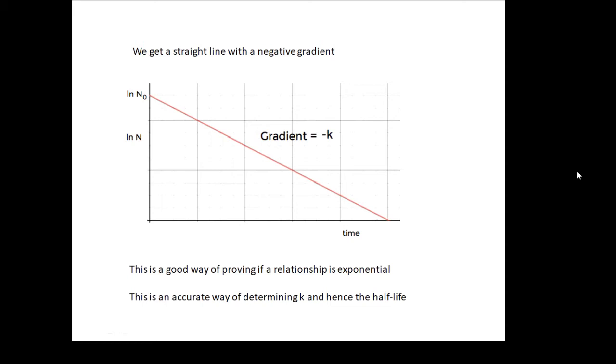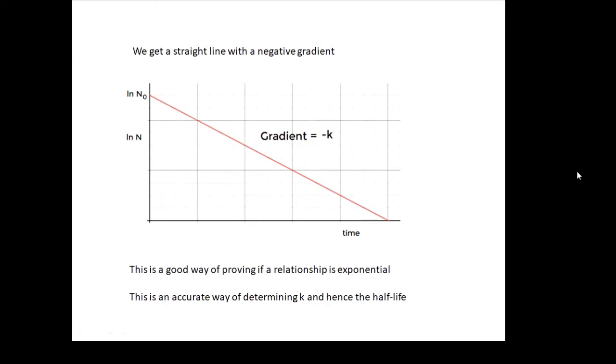Well, it's a good way of proving if the relationship is exponential. If you've got loads of data and you want to know if it's an exponential relationship, you plot a log graph. If you get a straight line like this, it is an exponential decay. And then also, it's a very accurate way of determining k and hence determining the half-life.